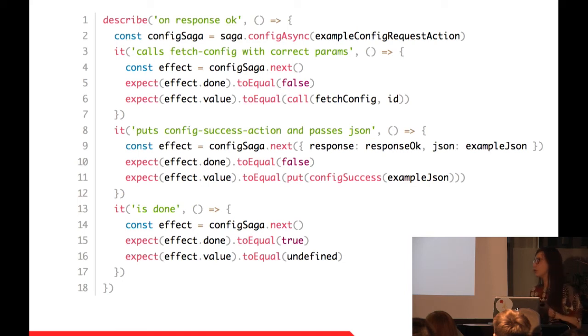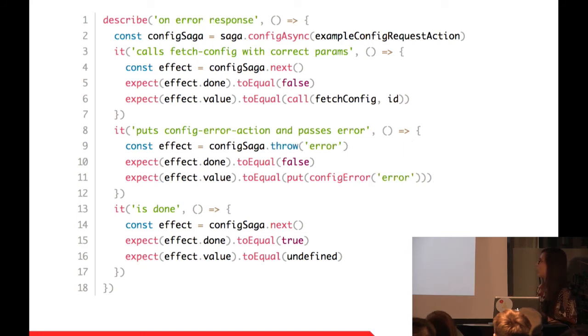What if we want to test an error response? We can do exactly the same. The only difference here is that we use the throw method instead of the next method. And that's how we tell Saga that we want to test an error.